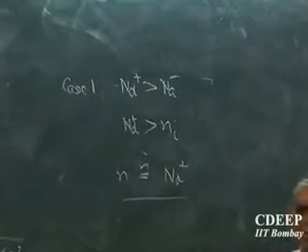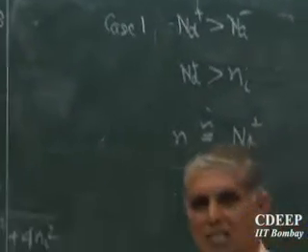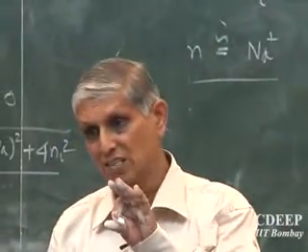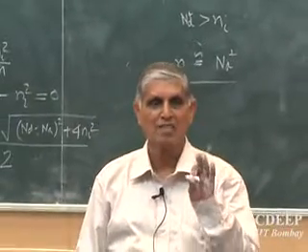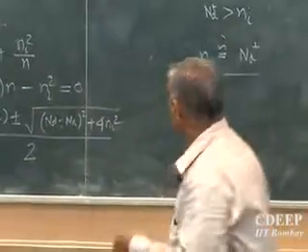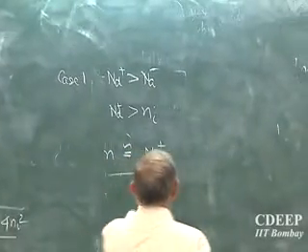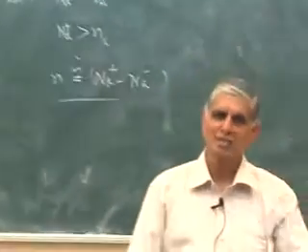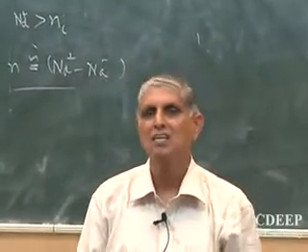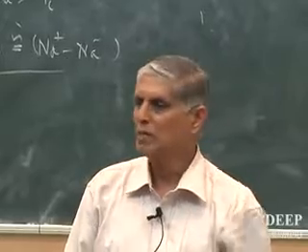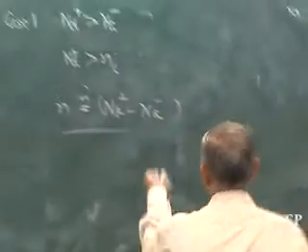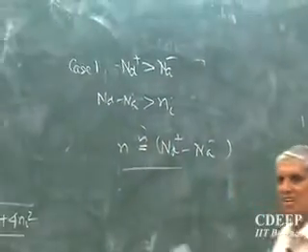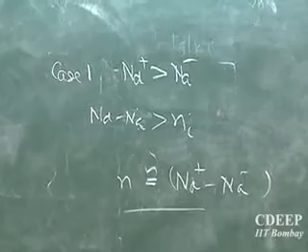So if ND is much larger, the number of electrons is exactly equal to ND minus NA. Some holes still exist, but for practical numerical purposes, one can say n is equal to ND minus NA. The only condition is that ND minus NA is larger than ni. In that case, n will become ND minus NA. This is only true when ND minus NA is larger than ni. Just neglect ni and you get this expression.